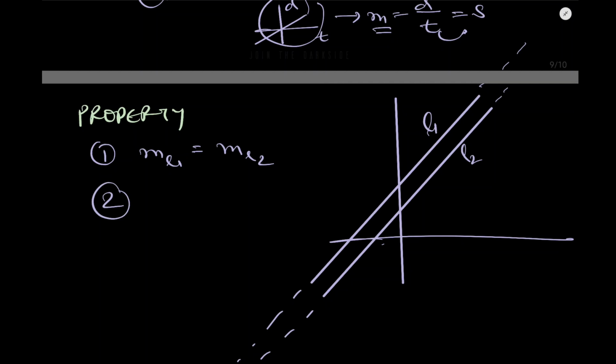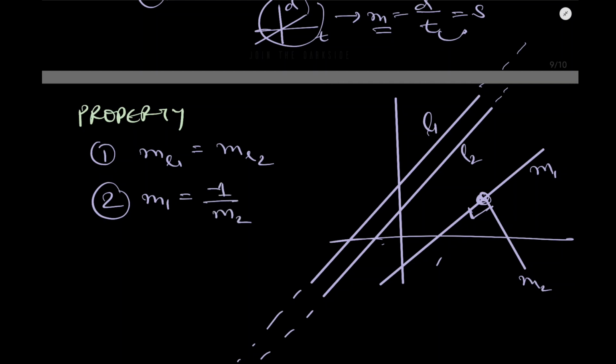The second property is that if you've got a line like this, and you have a line perpendicular to it, which means that at the point they intersect, they form a 90 degree angle, that means they are perpendicular to each other. Then the slope, if this line has slope m1 and this line has slope m2, the relation will be m1 is equal to minus 1 upon m2.